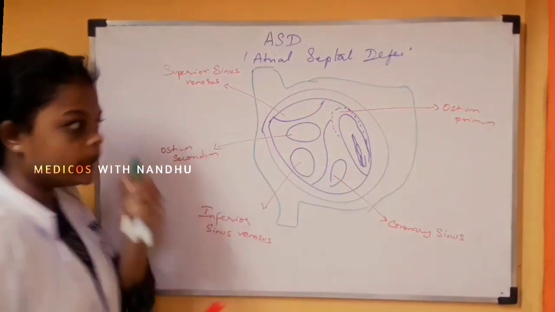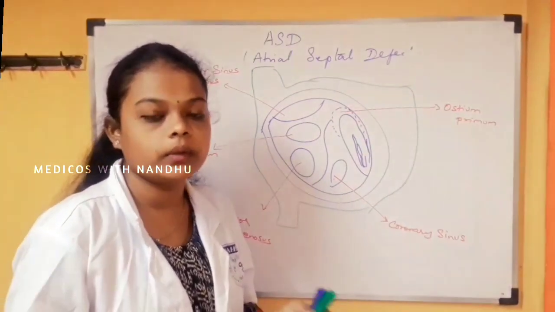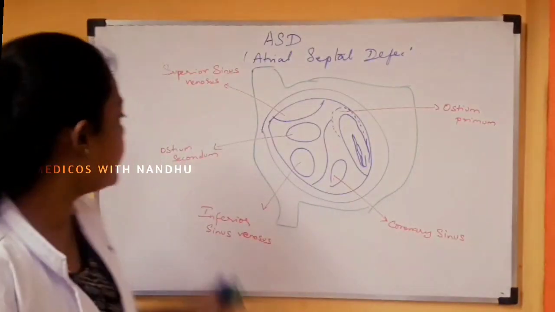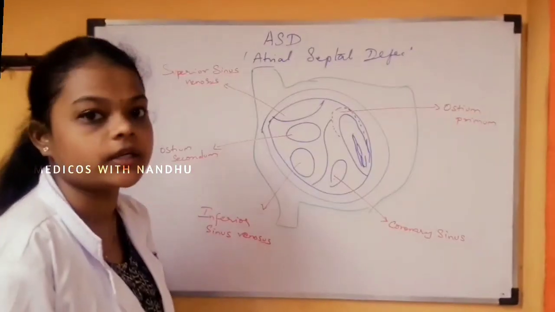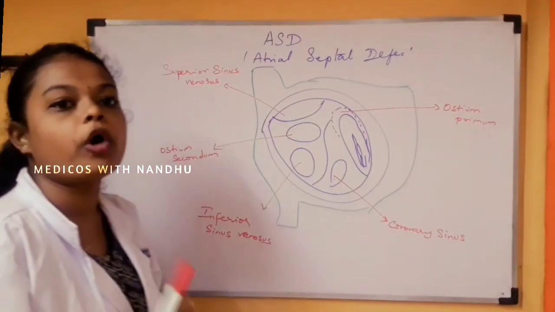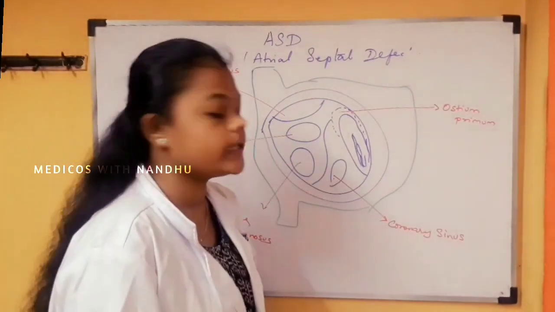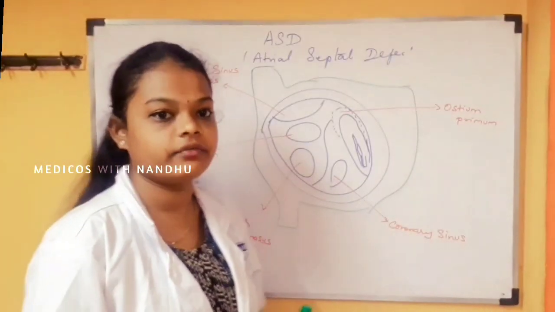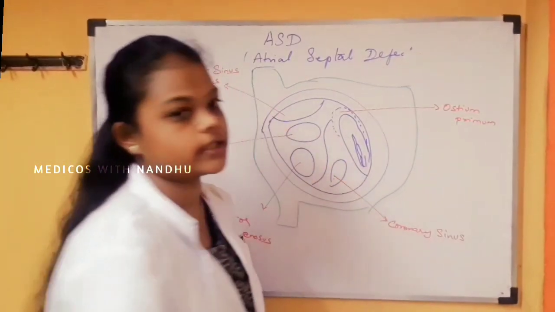Ostium primum is located between the two atria. Ostium secundum is located in the center portion of the atrium. Sinus venosus is present in the malformation of the interatrial septum. And coronary sinus is present in the defect in the wall of the left atrium. If there is any defect in the wall of the left atrium, the coronary sinus defect is present.